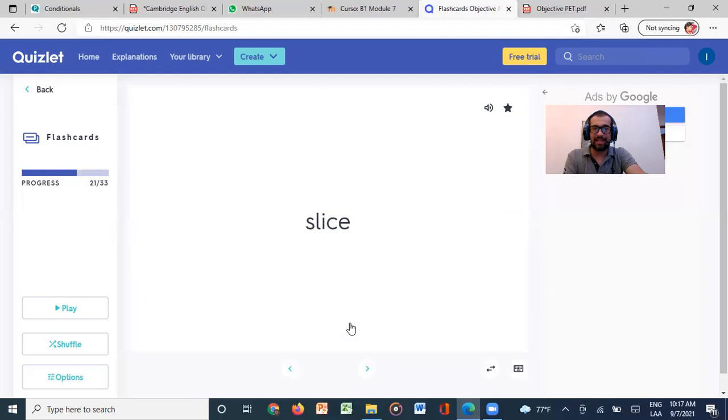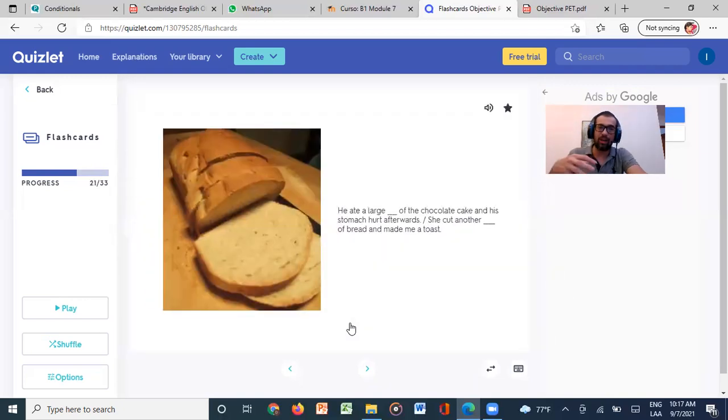21, slice. He ate a large slice of the chocolate cake and his stomach hurt afterwards. So slice is when you cut something into different slices. In this case, we have this loaf of bread cut in slices, right? So that's an example. Let's go with number 22.